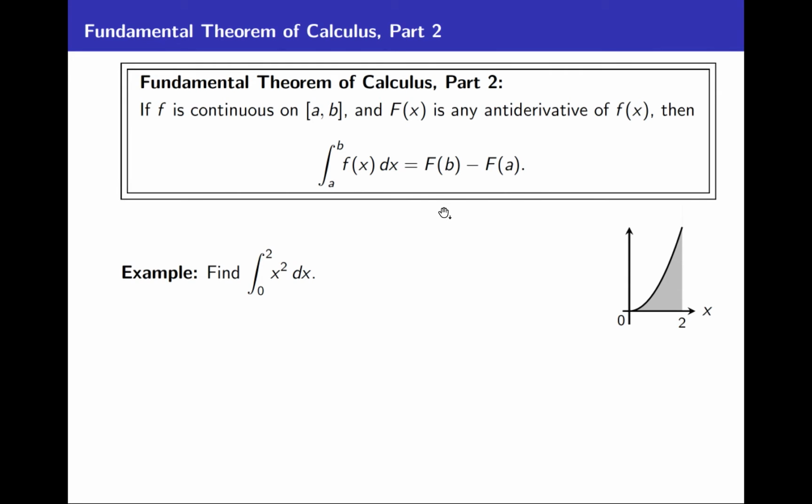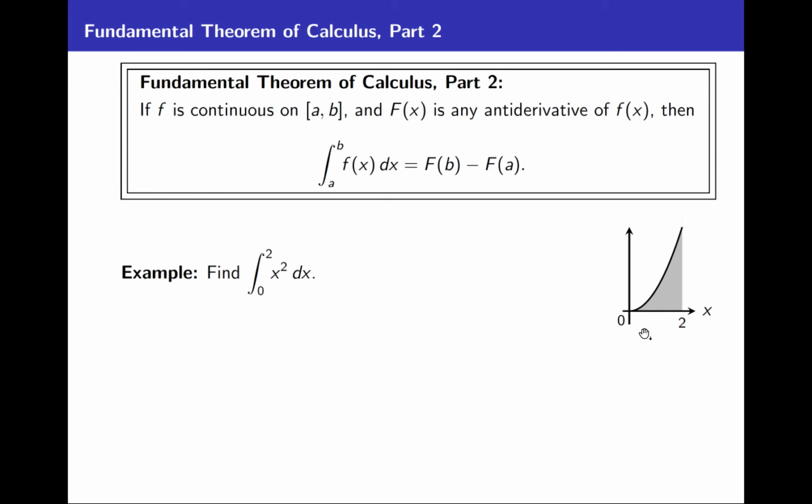Let's look at an example of that. Consider the problem of finding the integral from 0 to 2 of x squared dx. And I've drawn the picture over here. Y equals x squared is this parabola, and we're going from 0 to 2, and this x squared is positive. So this definite integral would be the area under the graph of x squared between 0 and 2.